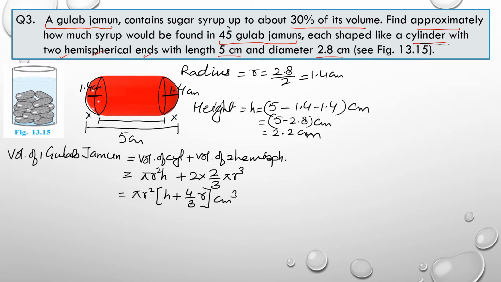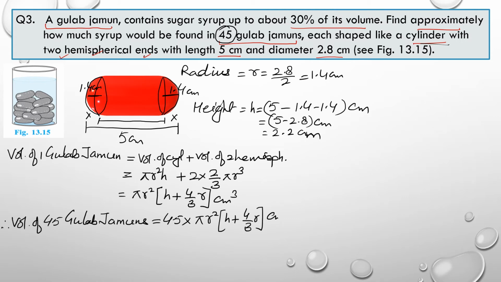How many gulab jamuns are there? There are 45 gulab jamuns. So instead of finding the volume here only, we'll do it in a bit simpler way. So let's write, therefore the volume of 45 gulab jamuns. We have one, we have to find 45, so we will multiply this by 45. So 45 pi r square h plus 4 by 3 r centimeter cube. We are not putting in the values right now, because if you put the values now, your calculation part will increase a little, and you might make calculation mistakes.